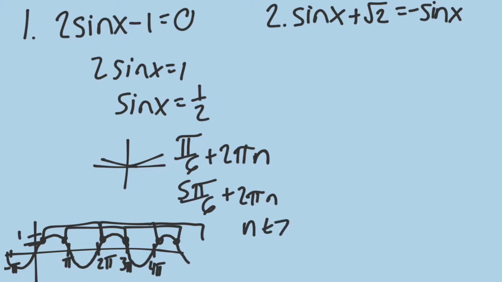And n can be any integer, so that means you can also work backwards, and it gives you the negative answers as well. So basically, you can solve as if you were solving from 0 to 2 pi and then add plus 2 pi n at the end for your answer.